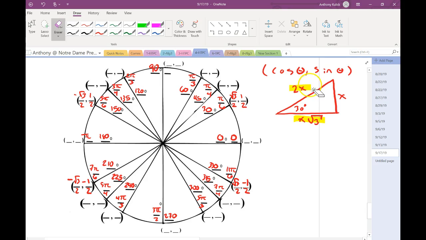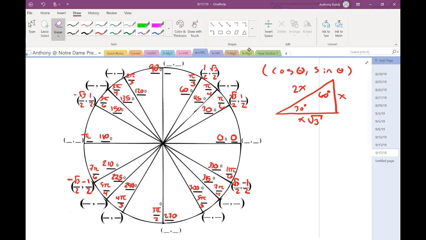Since I've drawn my 30, 60, 90 triangle already, let's go and work on the 60-degree angle next. So cosine of 60 would be x over 2x, or reducing down to 1/2. And sine of 60 would be opposite over hypotenuse, which simplifies down to root 3 over 2.